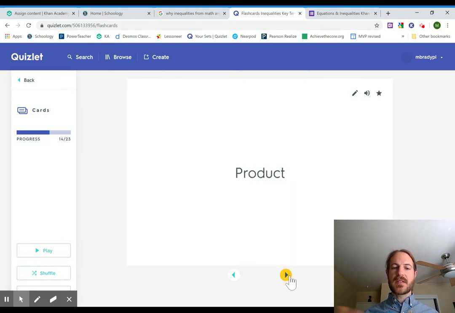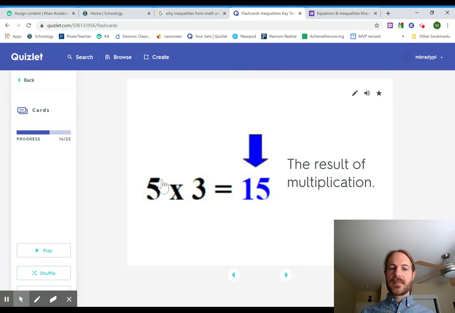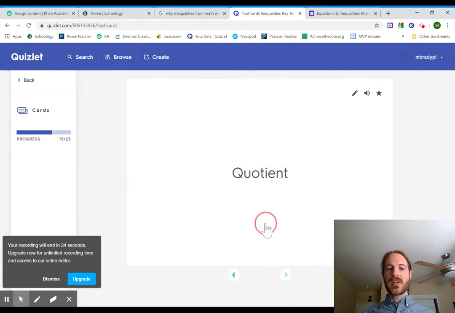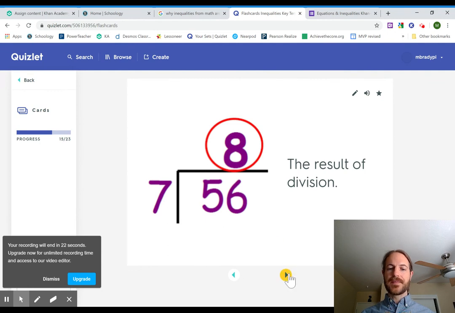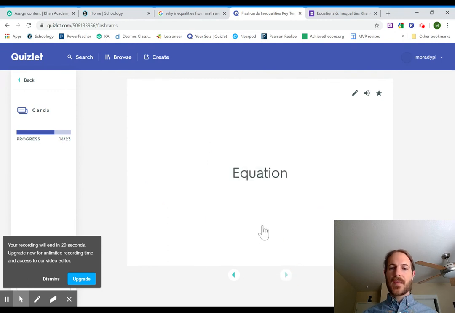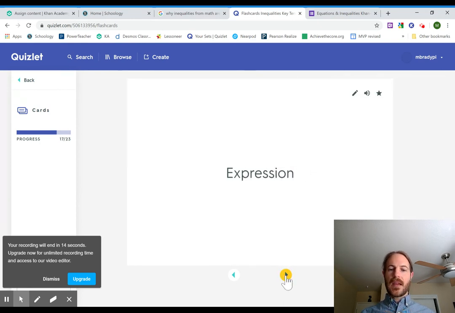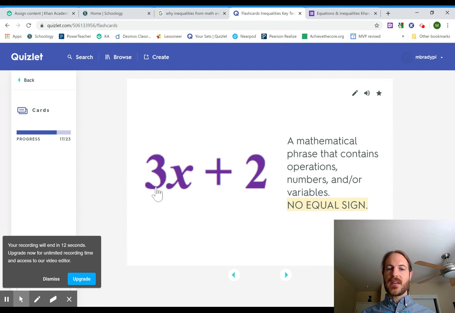So difference is subtraction. Product. So what happens when you multiply? So 5 times 3. Quotient means when you divide. Okay. And then an equation was what we've already covered when there's an equal sign. And an expression is whenever there's no equal sign at all. So just 3x plus 2.